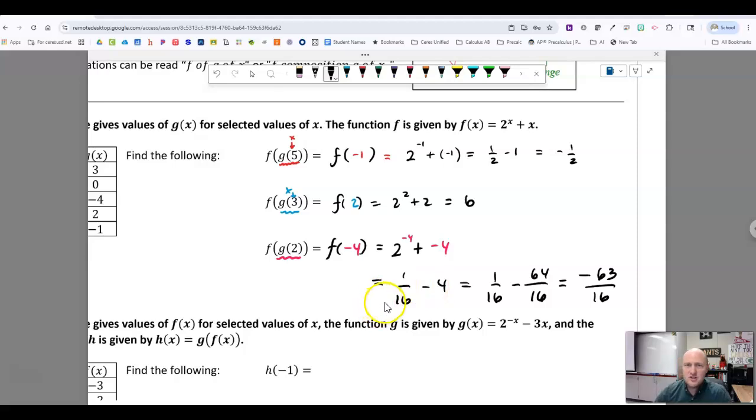And in order to combine these, you have to have a common denominator. So I multiplied this 4 by 16 over 16, which gave me 64 over 16. And then your final answer, -63 over 16.